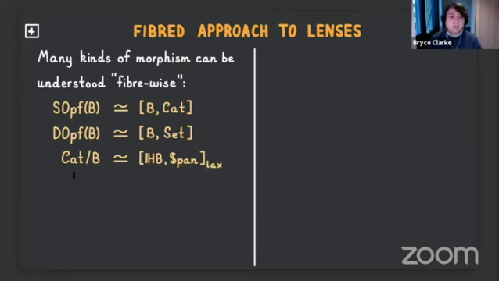And then perhaps more generally, actually every functor can be understood in a fiber-wise way by looking at lax double functors into the double category of spans.